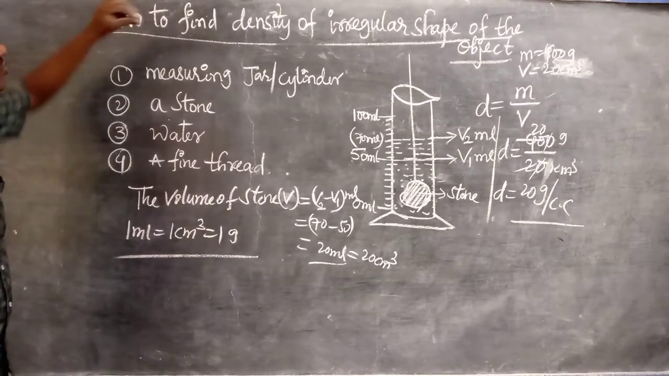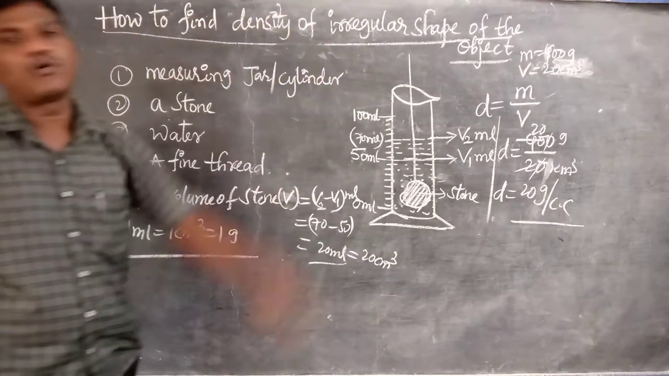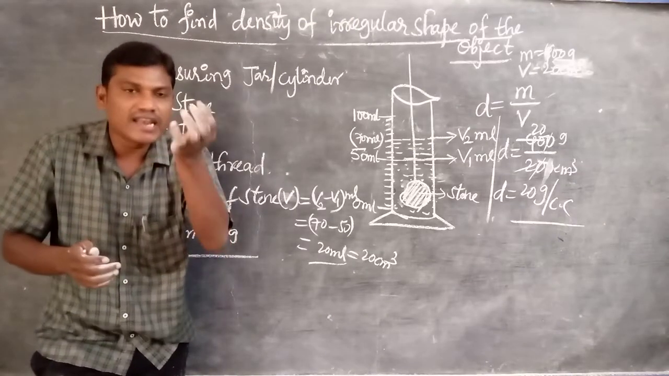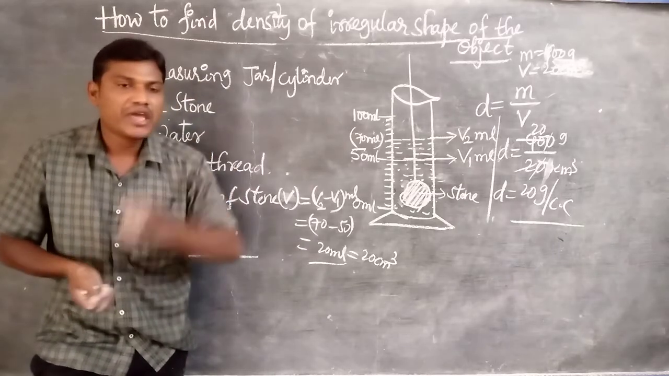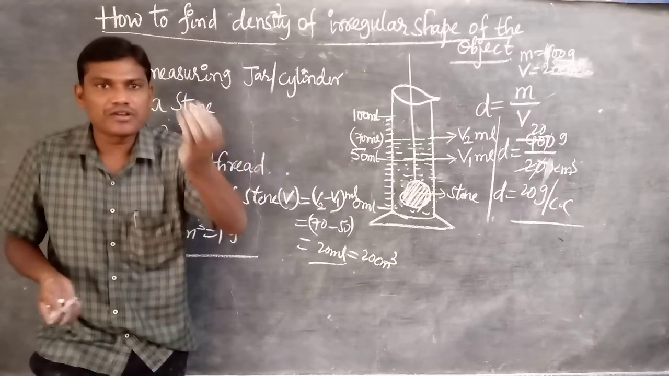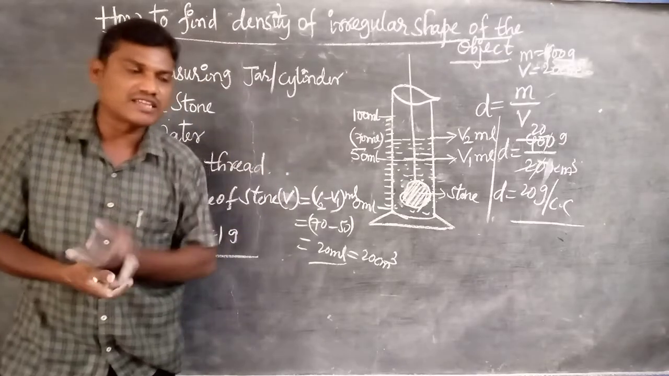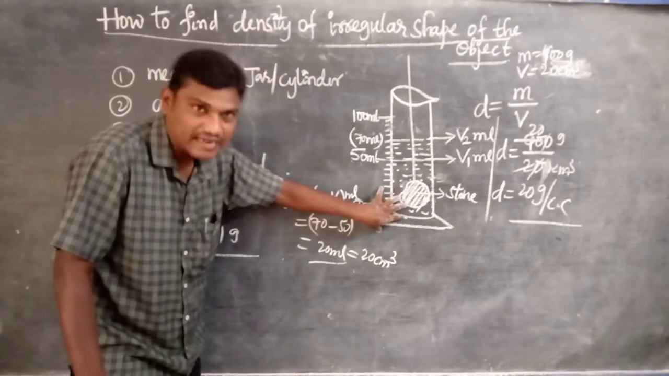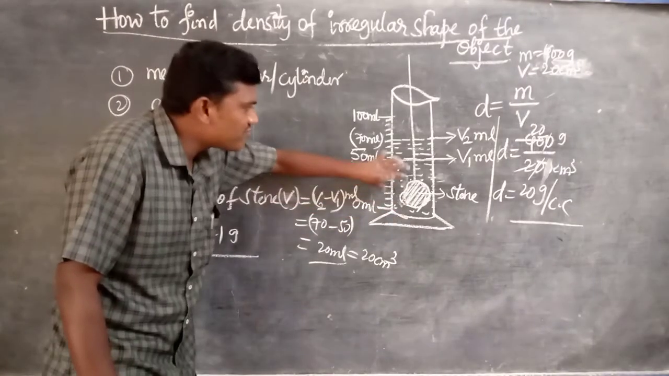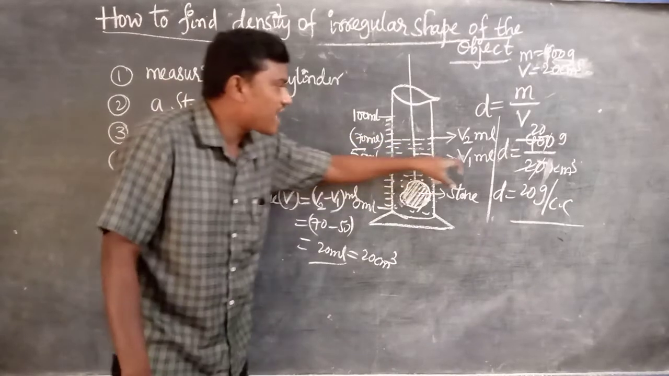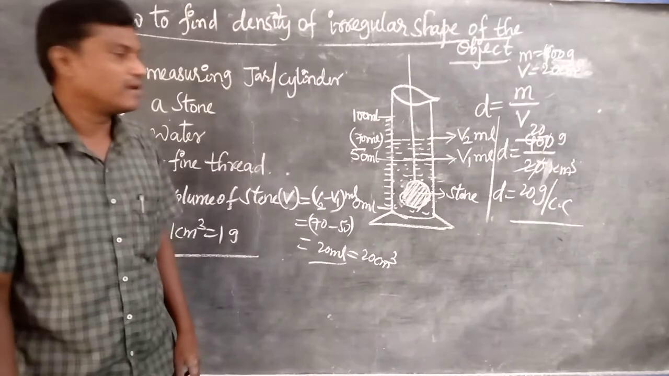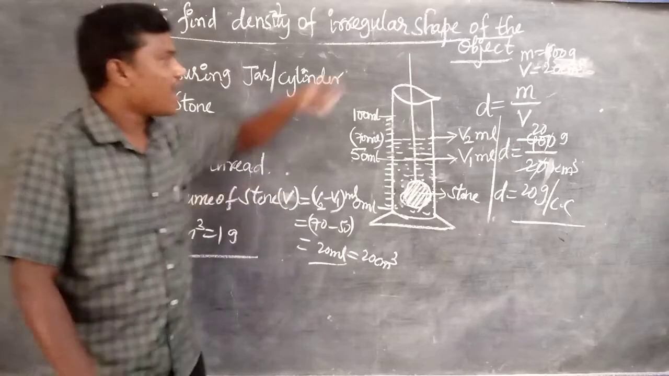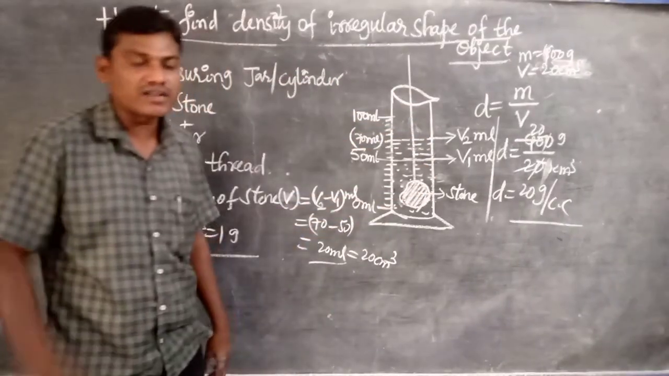Once again listen, how to find the density of an irregularly shaped body. First of all, we take any irregularly shaped object like a stone. Measure its mass by using an electronic weighing balance or a physical balance and note its value. Next, we take an empty measuring cylinder. It is filled with water up to a particular level and noted as V1 ml. Now we take the stone. The stone is tied with a fine thread and gently immersed into the water without splash.